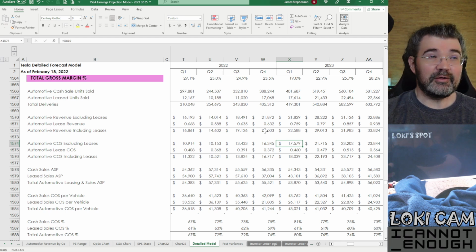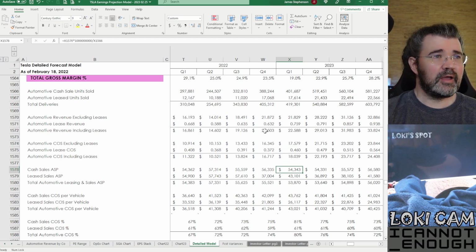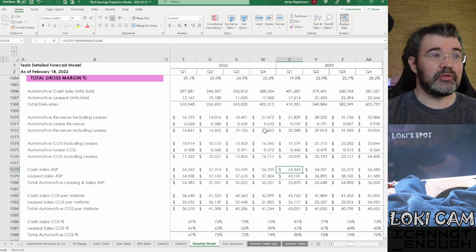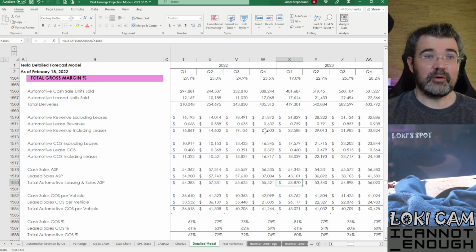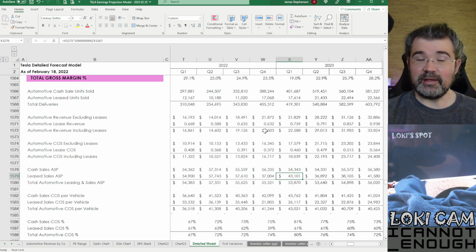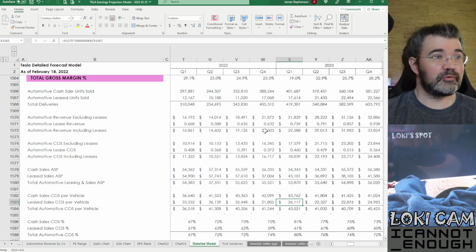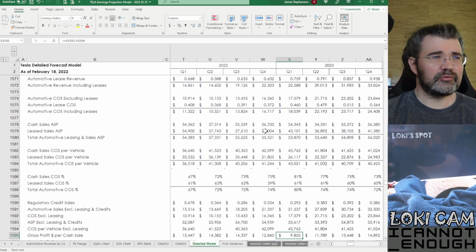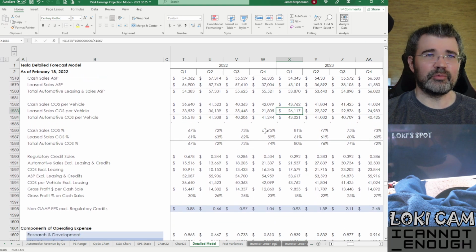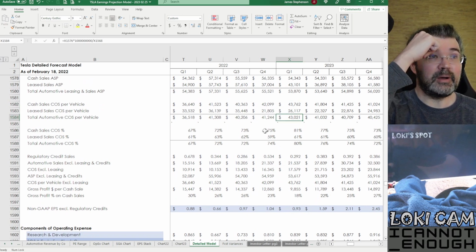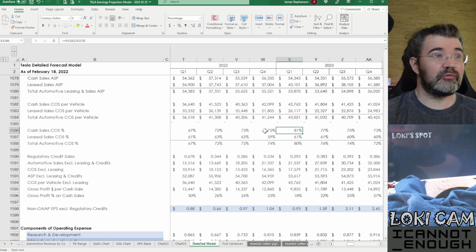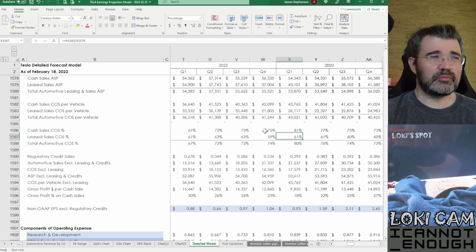Then you've got the cost of sales. Okay, how much of the cost of sales was leasing and how much was excluding leasing of the total? And then you've got the ASP. Okay, what was the ASP for cash sales? What was the total ASP? And how much was the ASP for leased vehicles? And we've got a cash sales, cost of sales per vehicle, lease sales, cost of sales per vehicle, and total automotive cost of sales per vehicle, giving us these cash cost of sales percent, lease cost of sales percent, and automotive cost of sales percent numbers.